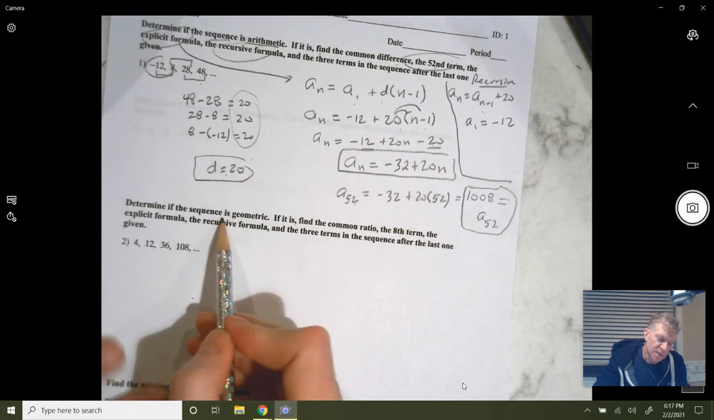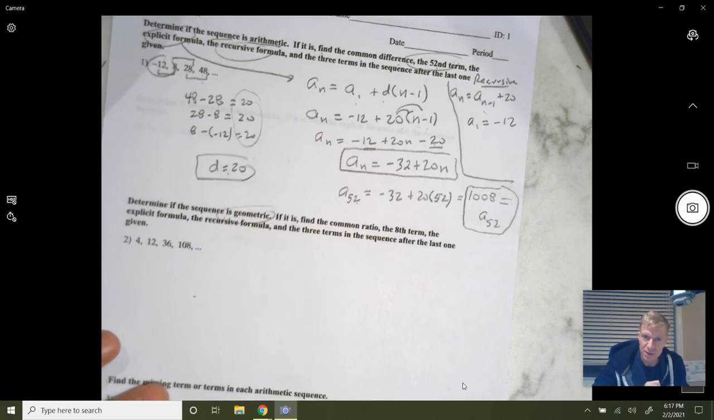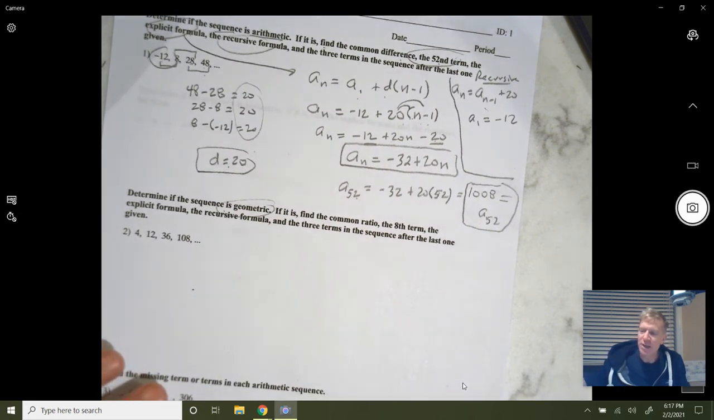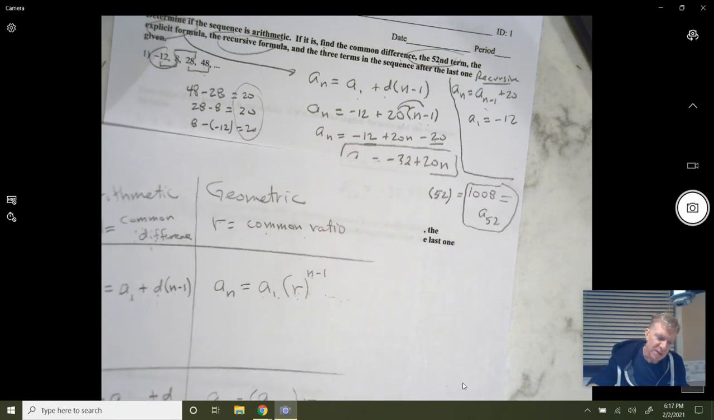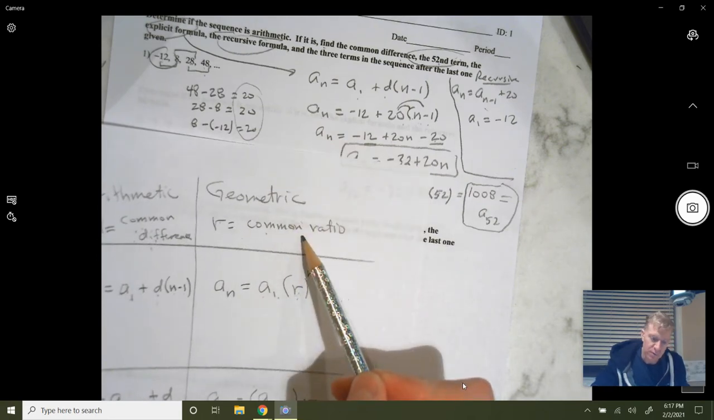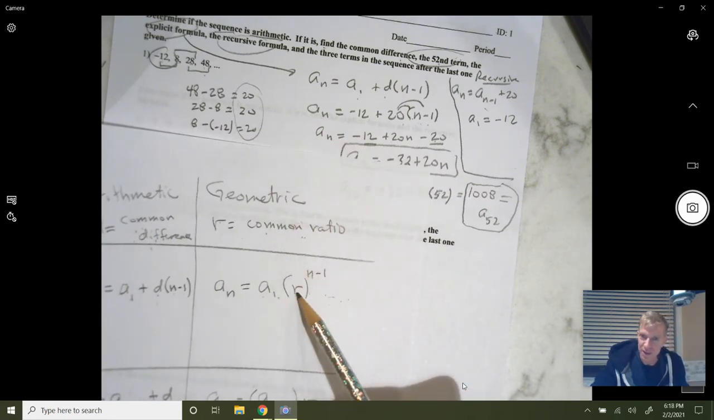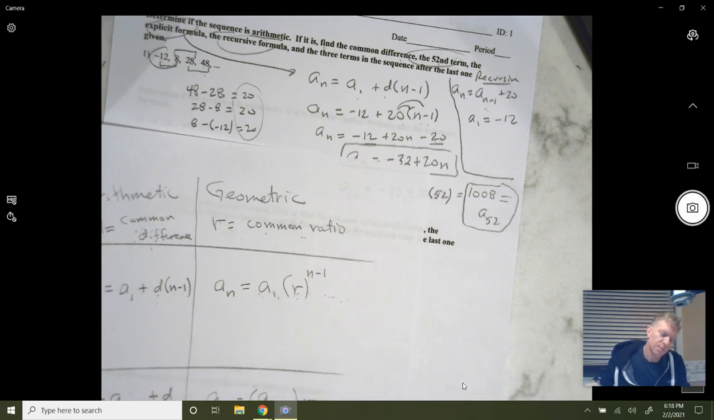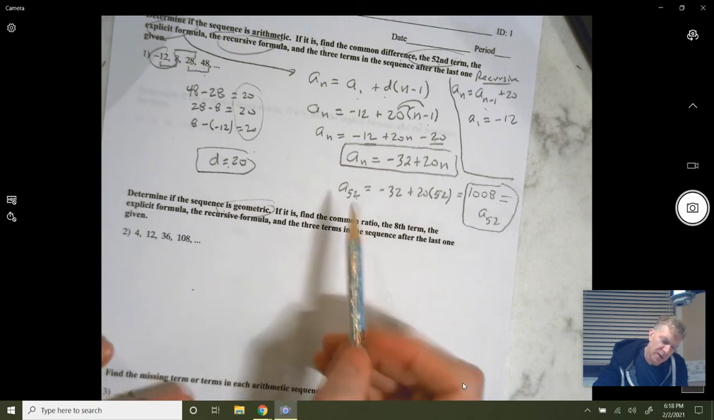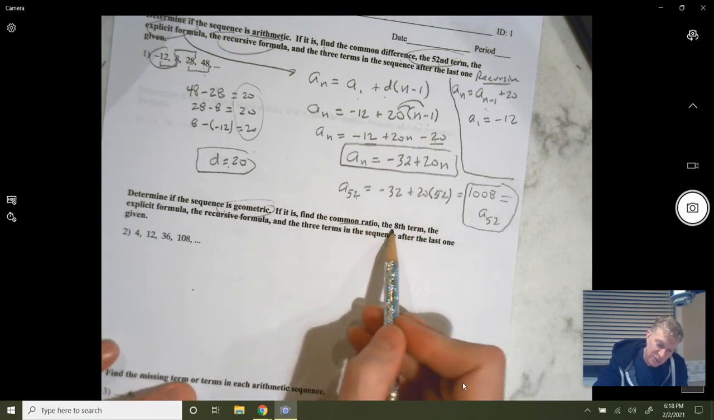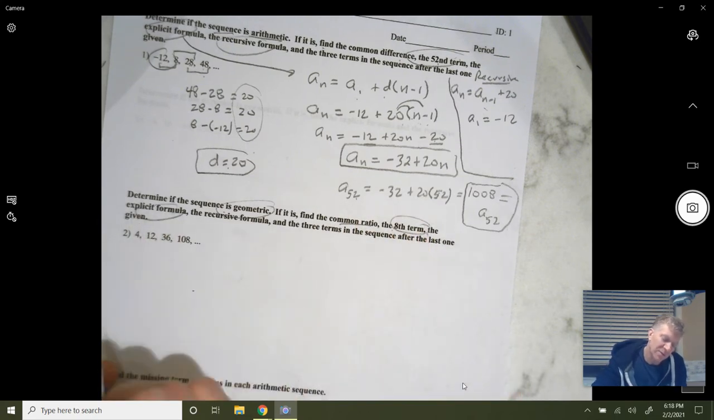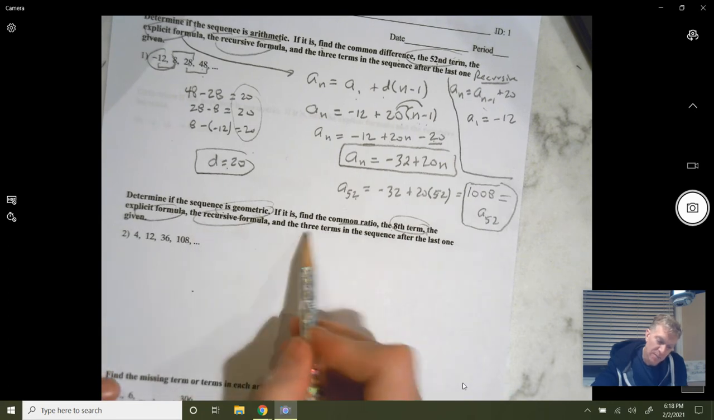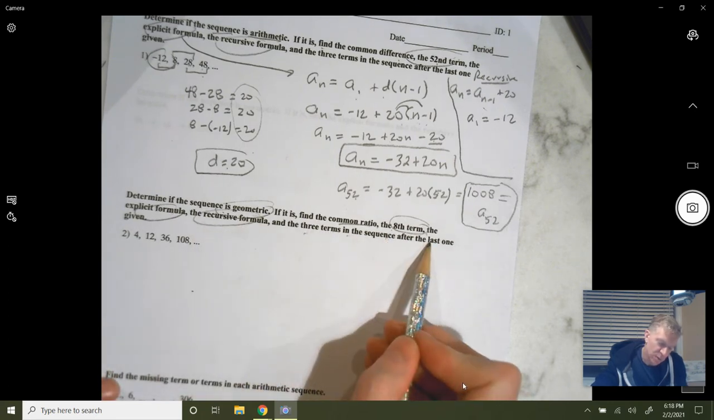Determine if the sequence is geometric. Well, how do you know if it's geometric? It's geometric if it has a common ratio. And if it has a common ratio, you're just going to plug that common ratio in here, plug in the first term, and that's it. So if it is, find the common ratio, find the 8th term, find the explicit formula, find the recursive formula, and the 3 terms in the sequence after the last one given.